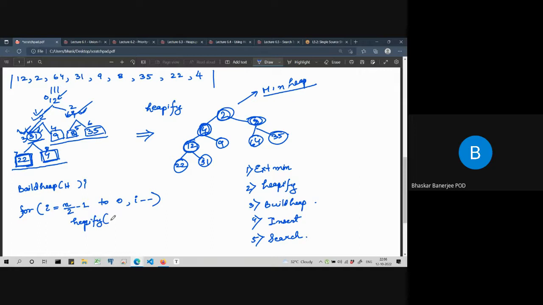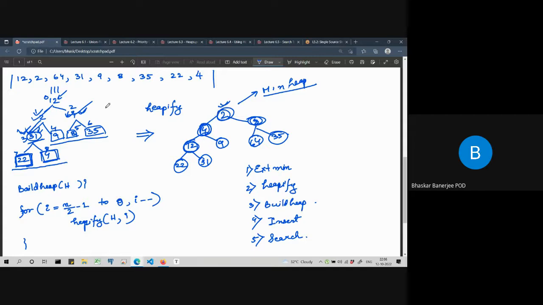Heapify on h, I. And that's it. This much, only this much is what your build heap does. Now the question is, what happens in the last level when we actually swapped 12 over here? See, we have reached the 0, right? So the last swap of, I think, 2 with 12, right?